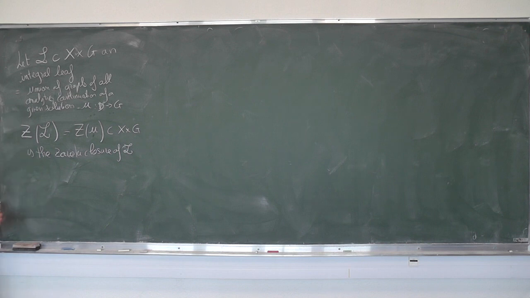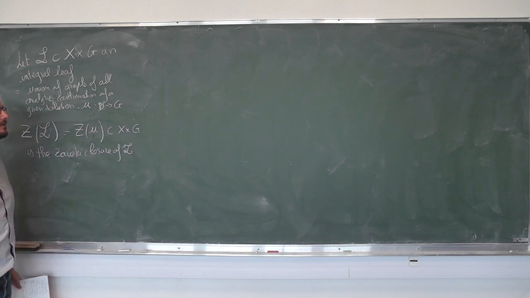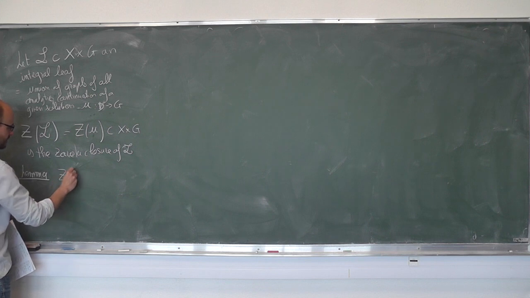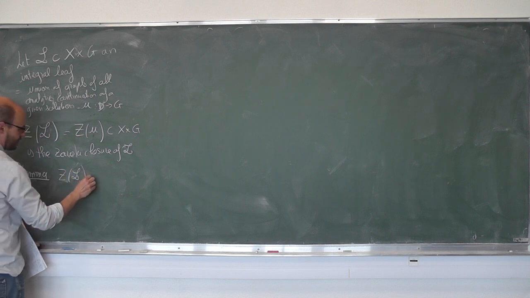And so here also I have a few lemmas about this Zariski closure that will lead us to the definition of the Galois group. So the first lemma is that this space is irreducible.